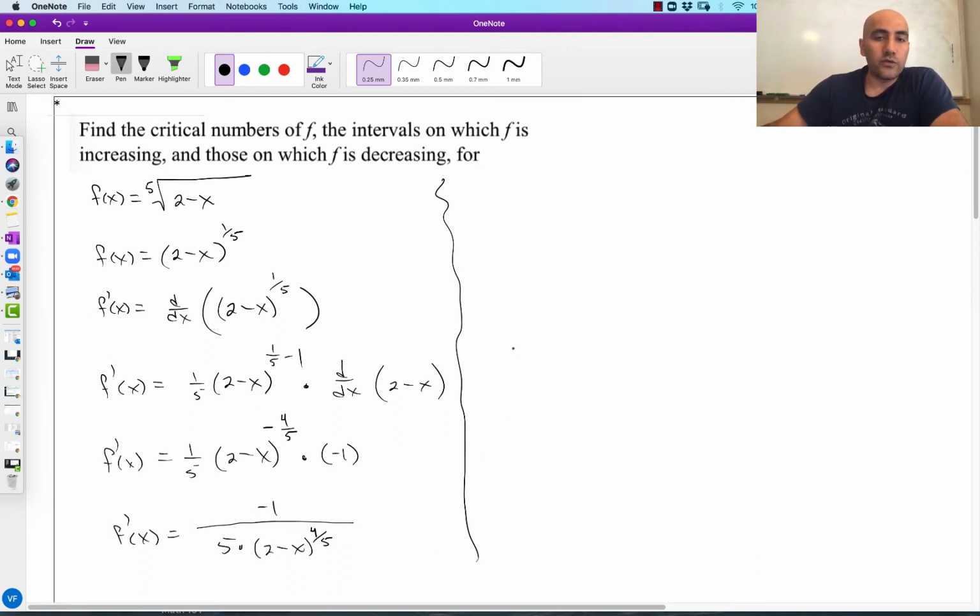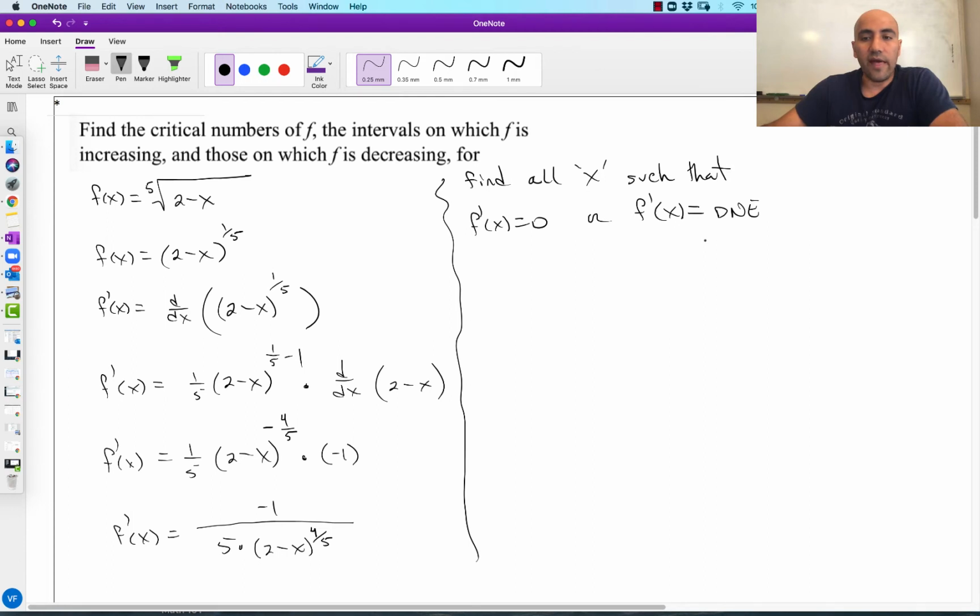Okay, now step 2 is we need to figure out all the values of x such that f prime of x equals 0, or f prime of x does not exist. All those values will be partition values. And then once we find those values, we'll confirm that those values are in the domain of the original function. And if they are, they'll be upgraded to become critical values, right? And that's what they ask for. Find all the critical values of f.